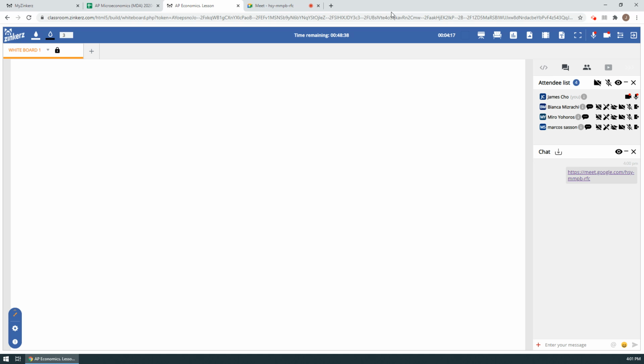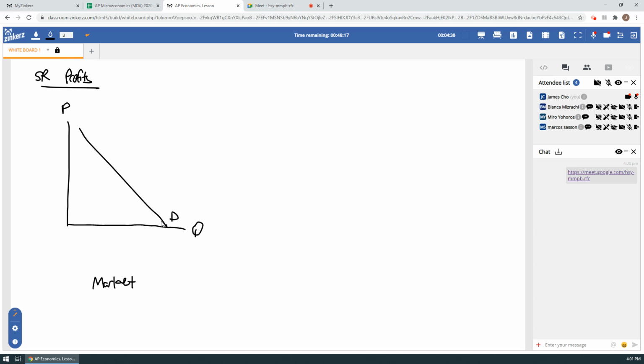Quick little review. Okay, so let's say we're running short run profits. By the way, we're going to be wrapping up perfect competition today, so if you have any last minute questions, just feel free to ask. So here's the overall market with our usual downward sloping demand, upward sloping supply, P star, Q star.